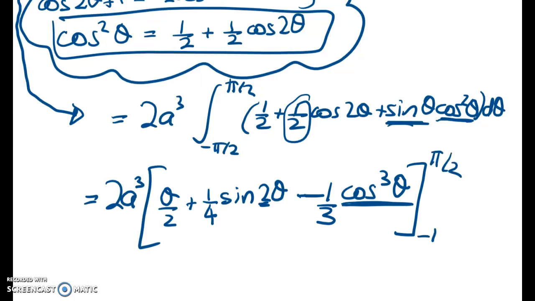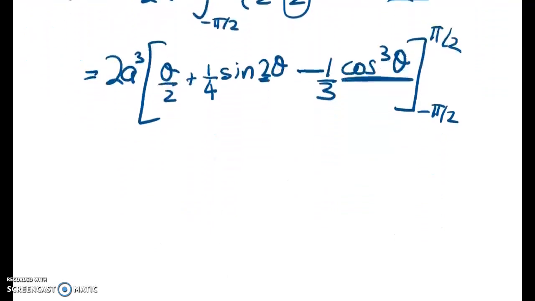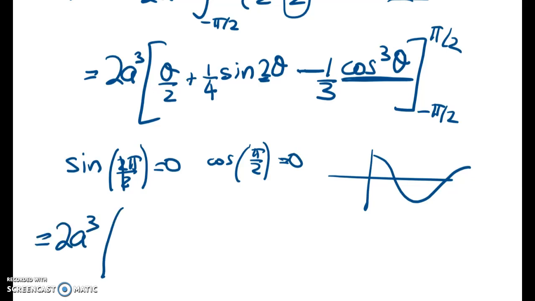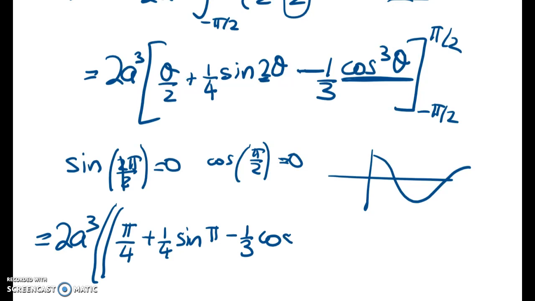We've got pi on 2 here, minus pi on 2 down here. So it's time to substitute some things in, but just let's note some values first. Sine of 2 times pi on 2 is equal to 0, and cosine of pi on 2 is also equal to 0. There's my cosine curve. So you can see lots of stuff is going to fall out. So we've got 2a cubed times pi on 4 plus 1/4 sine of pi minus 1/3 cos of pi on 2 cubed.